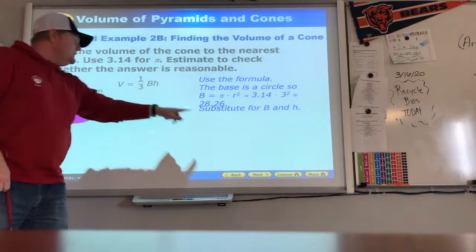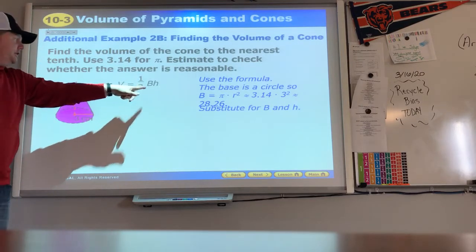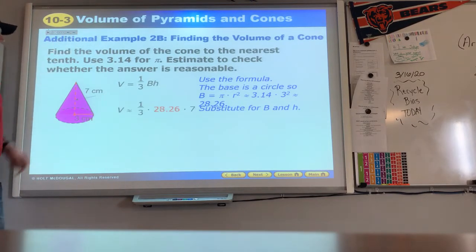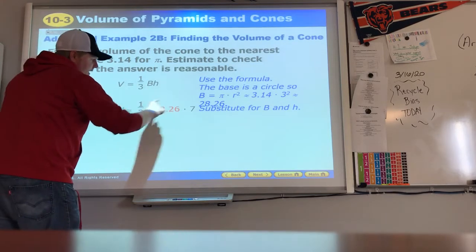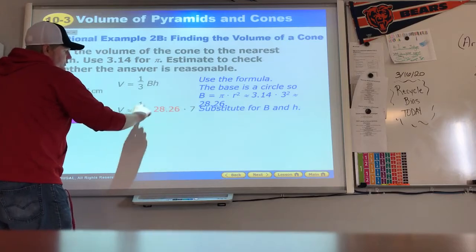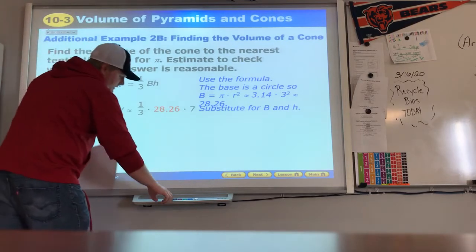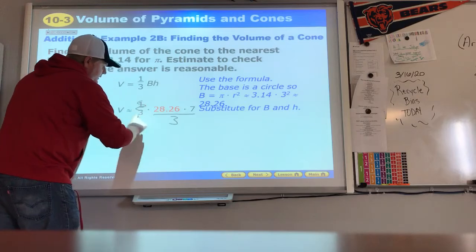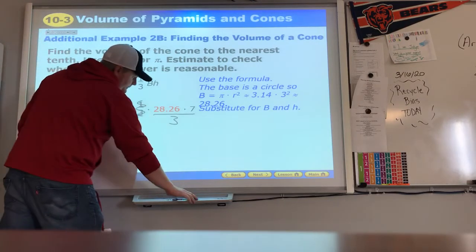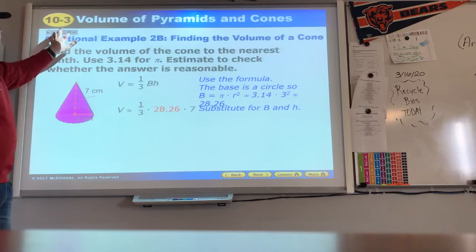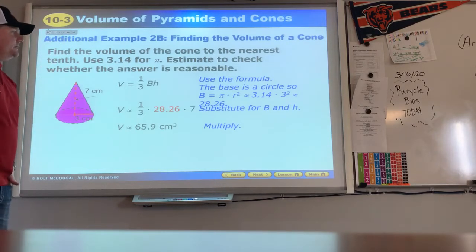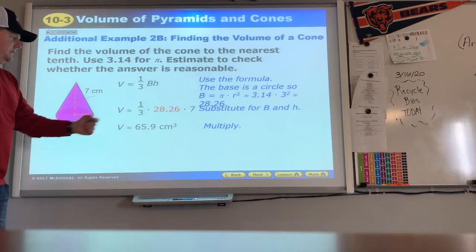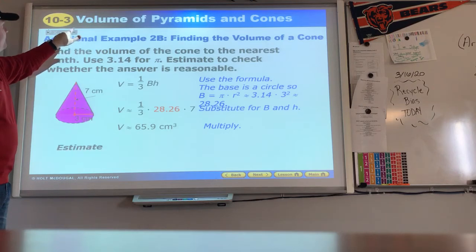Here's where they get their 28.6 by doing the area of the base. We're going to put those numbers in. Remember, that came from taking 3 times 3 times 3.14, and that gets you that. There's your height. There's your times 1/3, or we could have said divide by 3. Both are the same thing. When they do all their math, 65.9. I had 65.94. They chose to round to the 10th place.